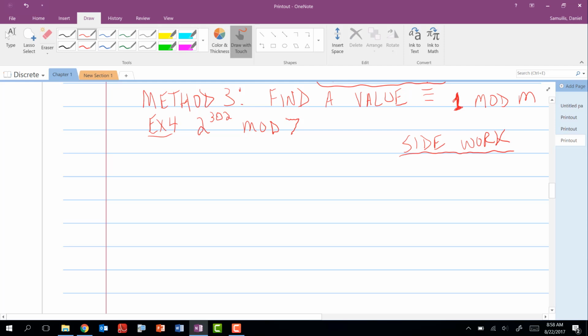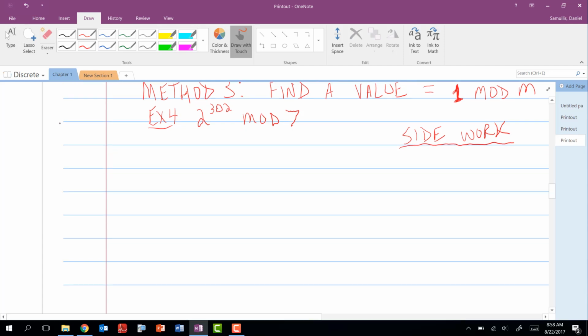So the key is what you need to do is right here. You need to find a value within a power of 2 that is equal to 1 mod 7 in this case. So you got to do a little side work and then work with your exponent rules. And now we are going to do the exponent. Here's the exponent rule we need for this one. What's x to the 2nd raised to the 3rd? What do you do with those exponents? You multiply them.